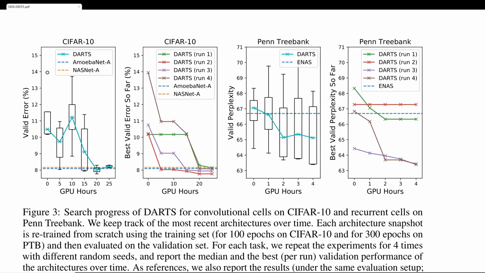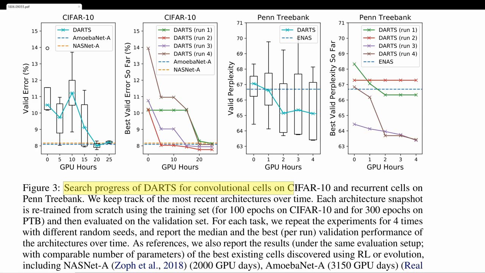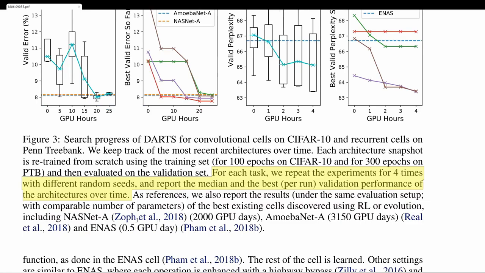Figure 3, search progress of DARTS for convolutional cells on CIFAR-10 and recurrent cells on Penn Treebank. We keep track of the most recent architectures over time. Each architecture snapshot is retrained from scratch using the training set for 100 epochs on CIFAR-10 and for 300 epochs on PTB, and then evaluated on the validation set. For each task, we repeat the experiments 4 times with different random seeds and report the median and the best per run validation performance of architectures over time. As references, we also report the results under the same evaluation setup with comparable number of parameters of the best existing cells discovered using RL or evolution, including NASNet, AmoebaNet, ENAS.